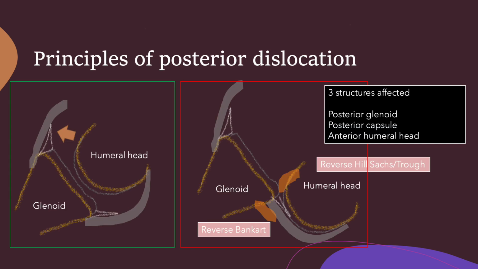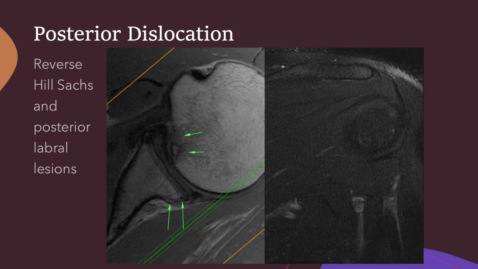So here, for example, this is a standard patient with posterior dislocation. The humeral head dislocates posteriorly. You get a posterior labral tear and you get an impaction injury at the anterior aspect of the humeral head. So this is called a reverse Hill-Sachs lesion. And here you have a posterior labral tear. And obviously the injury is along the anterior capsule in this case.